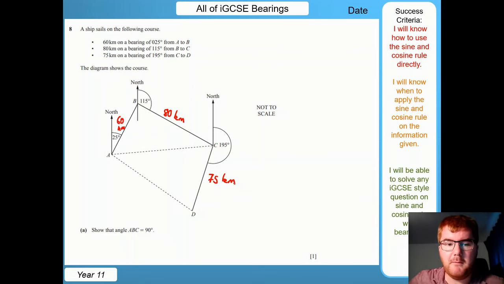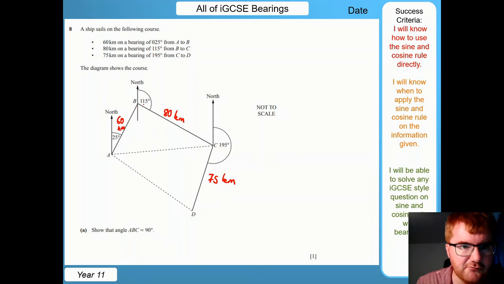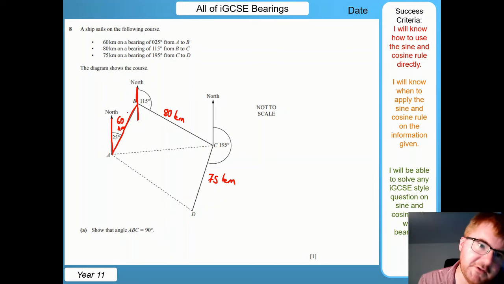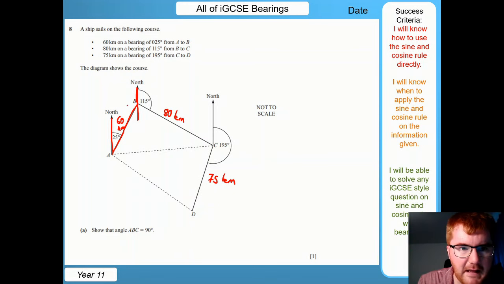Now, the first question, for 1 mark, is show the angle ABC. So this entire angle here is a right angle. The way we're going to do this is use angles in parallel lines. Notice our north line here and our north line here are parallel, that means they go in the same direction, which means using Z angles, good old Z angles, a long time since we used this. Notice there's like a Z going on here. That means that this angle here, 25, must be the same as this angle, which is also 25 degrees.